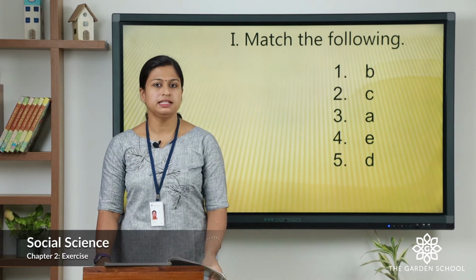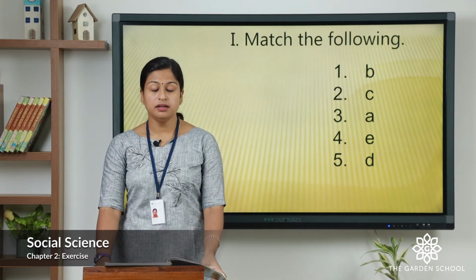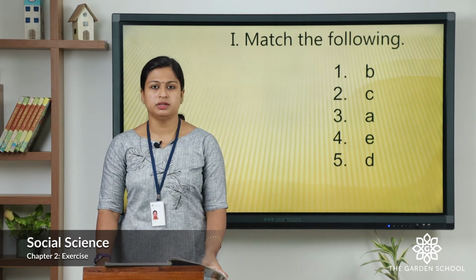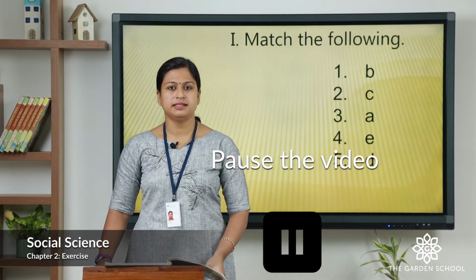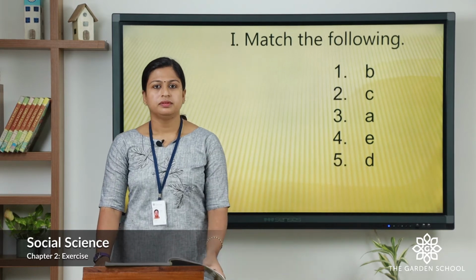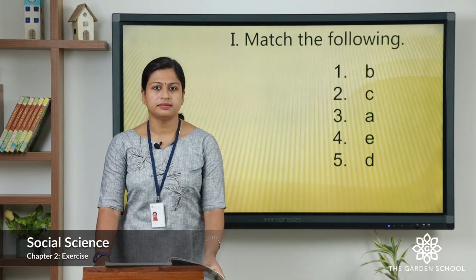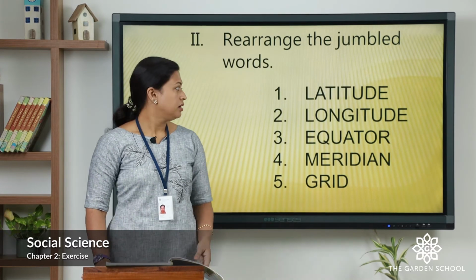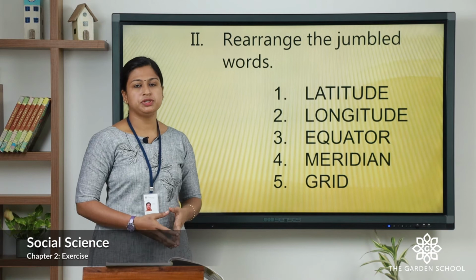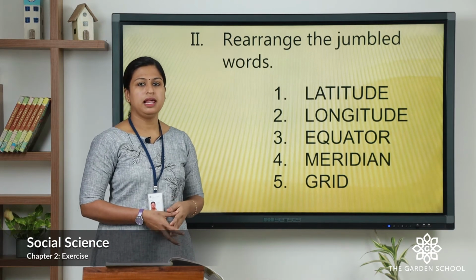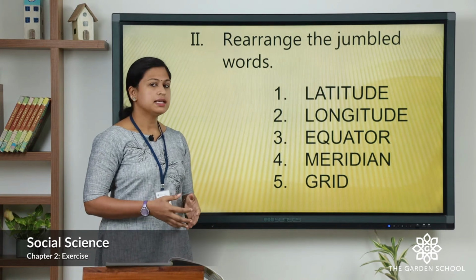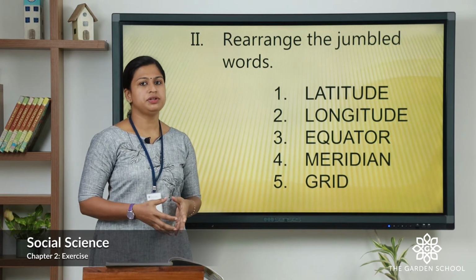Now let's move to the second exercise. Here you have to rearrange the given jumbled words. Write the correct answer in your notebook. Now let's check the answer. First one, the word is latitude. The spelling is latitude. Second correct word is longitude.